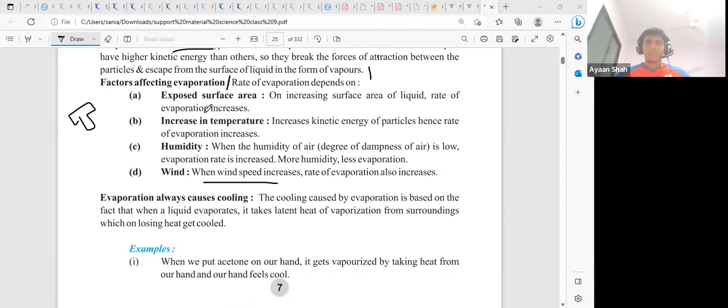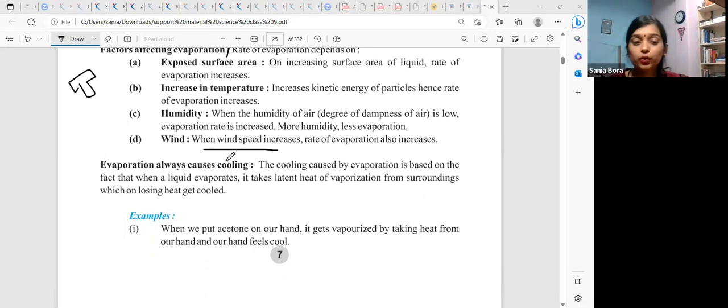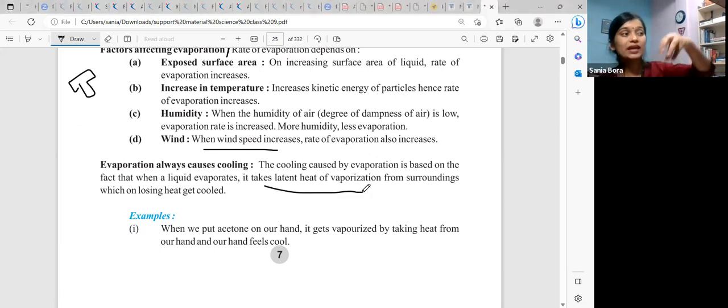Okay. Now, evaporation always causes cooling. So over here, what is happening? Evaporation is always causing cooling. You may ask, ma'am, how can this be possible? The cooling caused by evaporation is based on the fact that when a liquid evaporates, it takes latent heat of vaporization. So whatever energy is required, it is taking along with it, right?